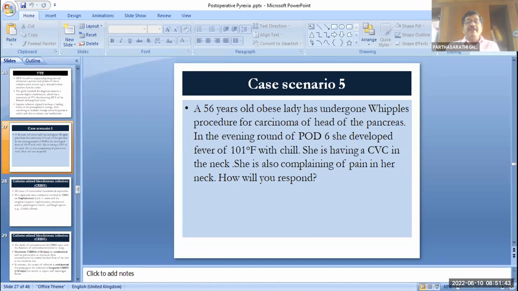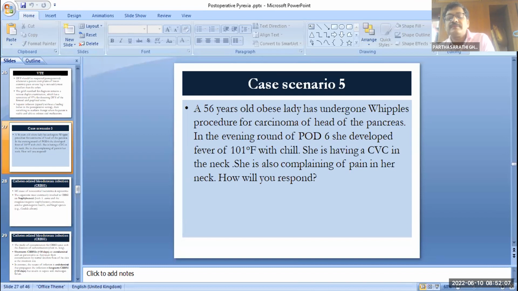Now this same lady again, on post-operative day 6, has developed a fever of 101 degrees. Forget about her limb problem. Now she also has a central venous catheter in her neck, and is complaining of mild, slight pain in that area. Okay, sir. How will you respond in this case?